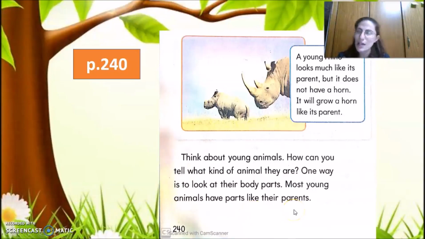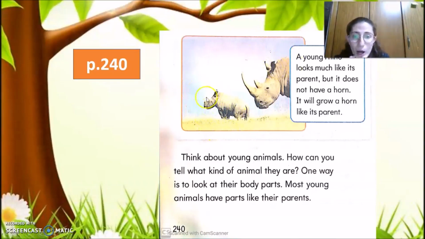So I'm going to read it one more time, then I'm going to explain. Think about young animals. How can you tell what kind of animal they are? One way is to look at their body parts. Most young animals have parts like their parents. So they're telling us that we have to think about the young animals. How can we tell if two animals are of the same kind? They're telling us that one way is to look at their body parts. So if they share the same body parts, or almost the same body parts, this means that they are the same kind of animal, okay, because most young animals have parts like their parents.